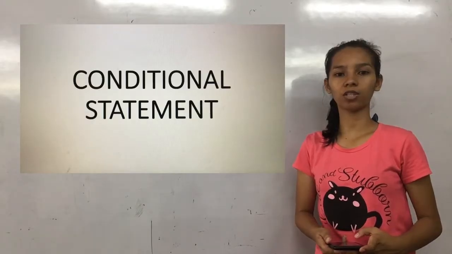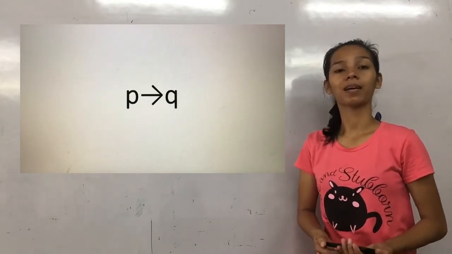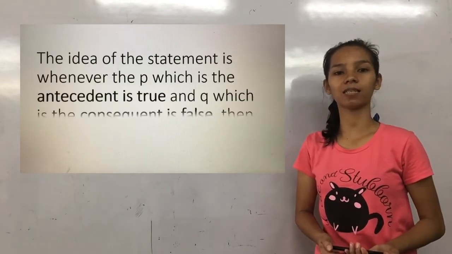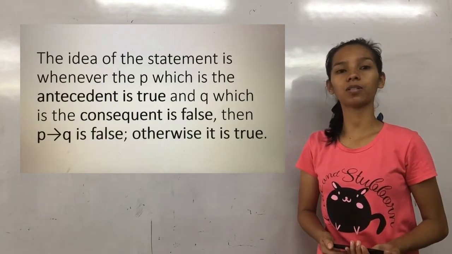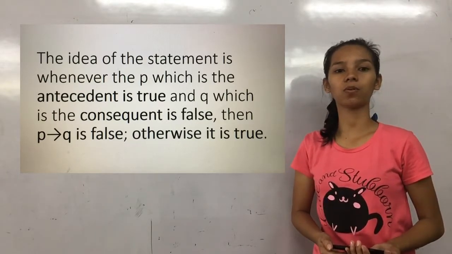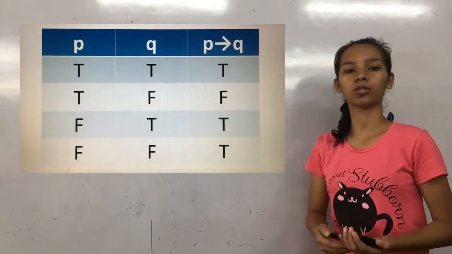Fourth is conditional statement. It has a symbol P implies Q. The idea of this statement is whenever the P, which is the antecedent, is true and Q, which is the consequent, is false, then P implies Q is false. Otherwise, it is true. Now let's go on to the truth table.